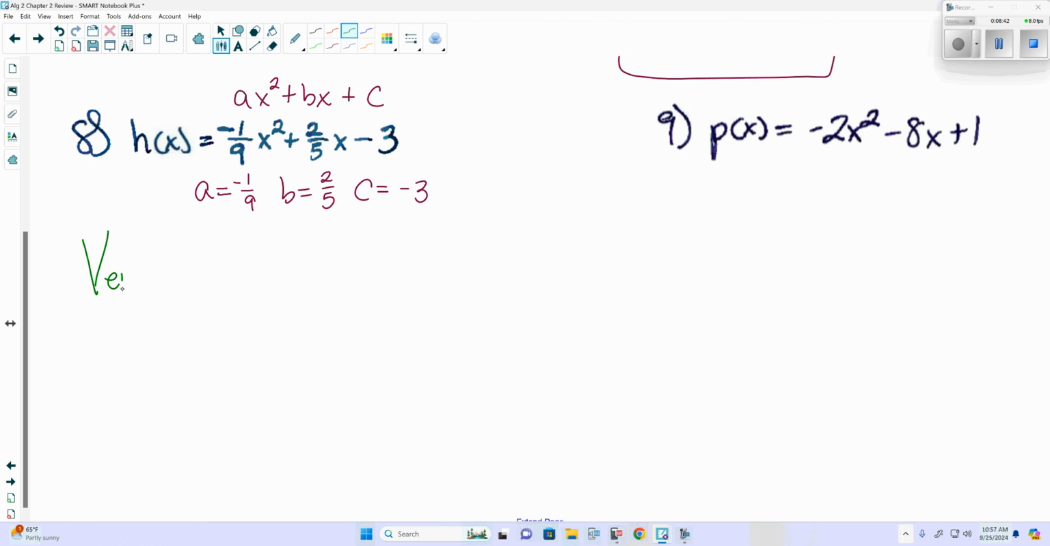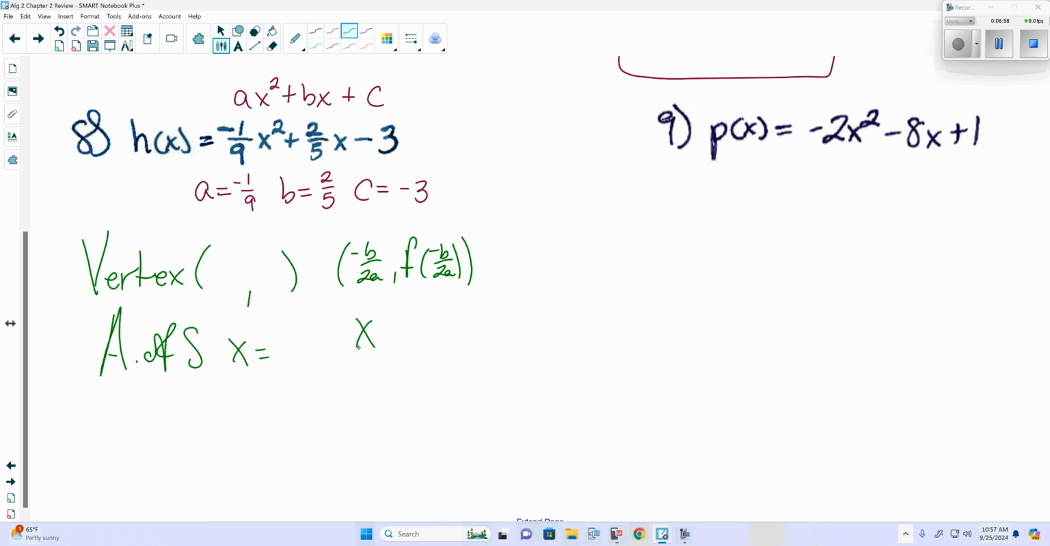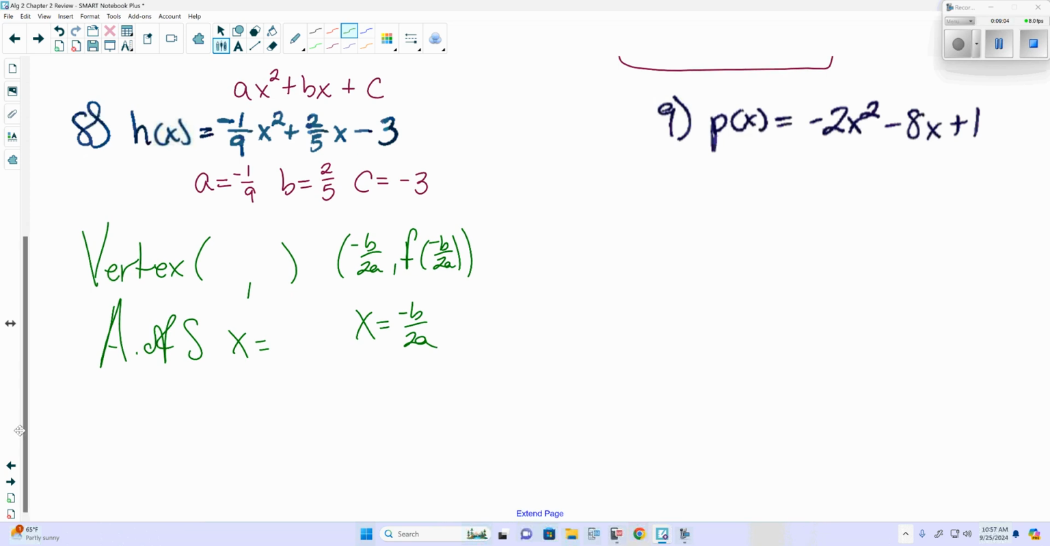Vertex is still a point, and in the general form, it's negative b over 2a comma f of negative b over 2a. And our axis of symmetry, x is equal to negative b over 2a. So the key in solving this here is finding the value of negative b over 2a.